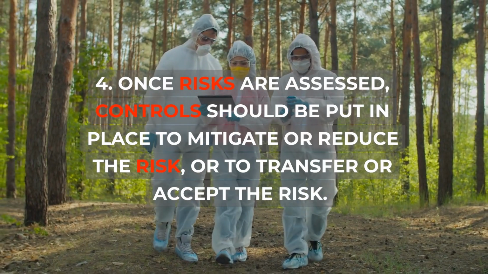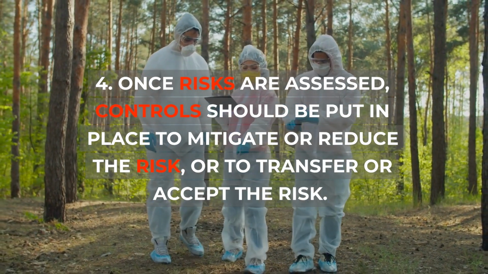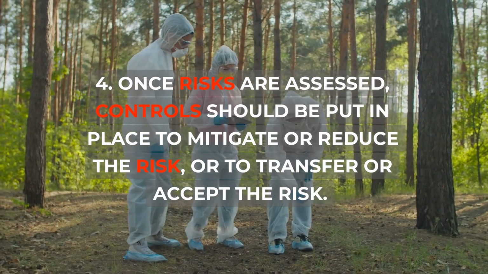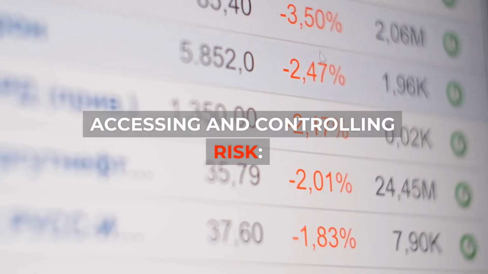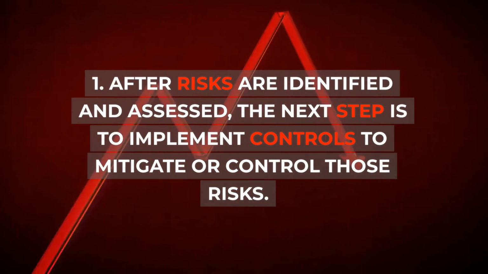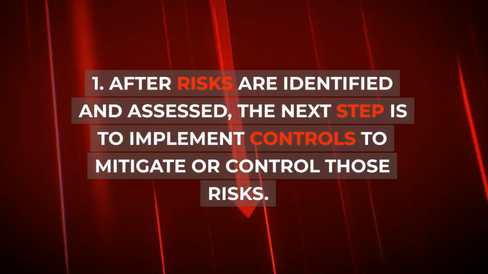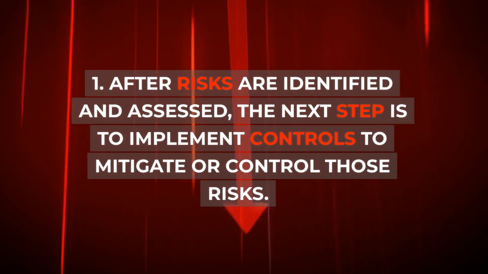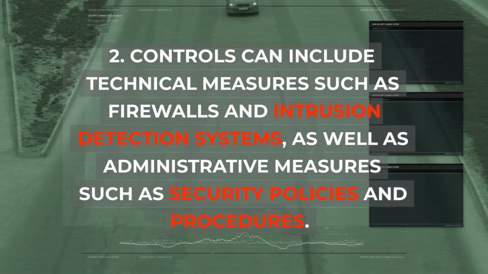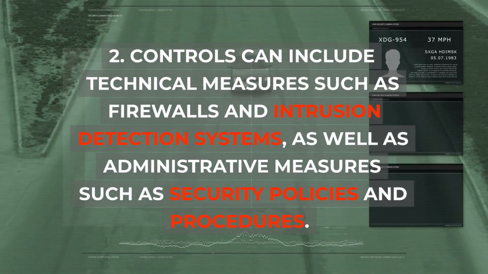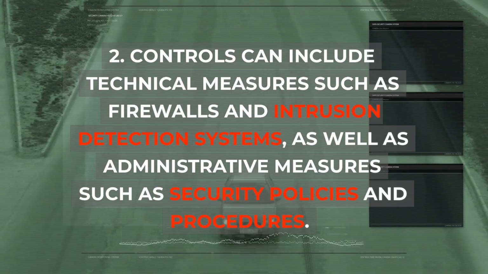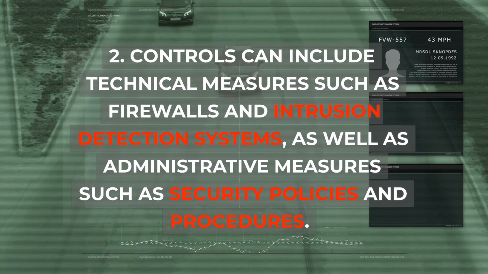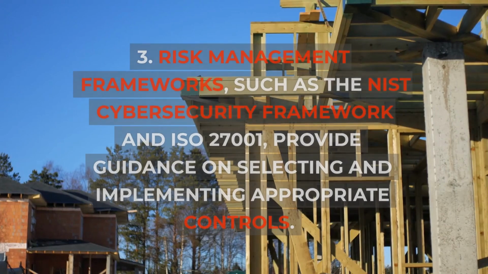4. Once risks are assessed, controls should be put in place to mitigate or reduce the risk, or to transfer or accept the risk. Assessing and controlling risk. 1. After risks are identified and assessed, the next step is to implement controls to mitigate or control those risks. 2. Controls can include technical measures such as firewalls and intrusion detection systems, as well as administrative measures such as security policies and procedures.